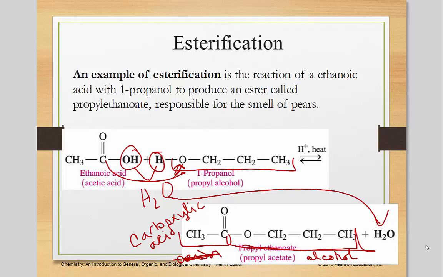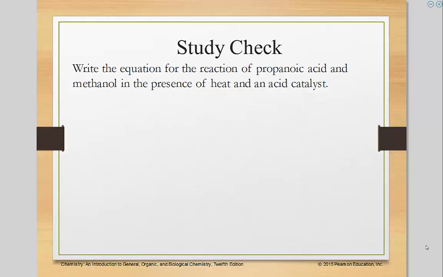An example of esterification is the reaction of ethanoic acid and 1-propanol to produce the ester called propyl ethanoate. It's responsible for the smell of pears. So let's try to do one on our own. The reaction of propanoic acid and methanol.